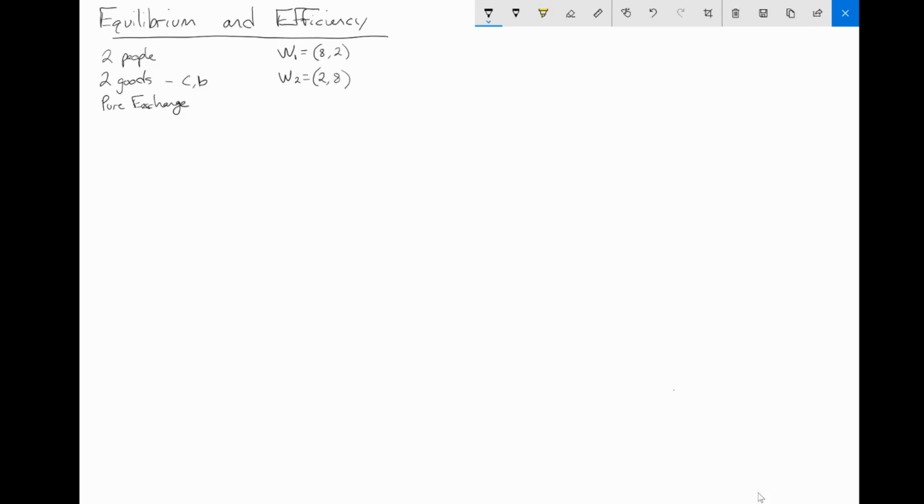Person one will also have a utility function. They'll derive utility from C and B, and this will be their utility function, where C1 means person one's consumption of cereal, and B1 means person one's consumption of bagels. Person two will also have a utility function like this.